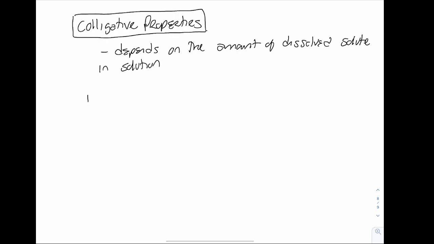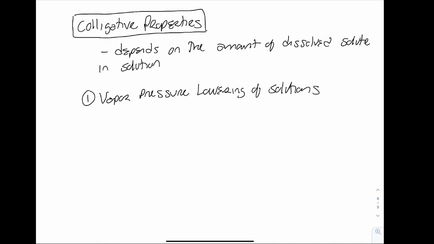And there's 4 of them. I'm just going to list them here. Our first one is vapor pressure lowering. So a solution, and we'll assume aqueous solutions here, it doesn't have to be, if I was to compare its vapor pressure to the vapor pressure of water, the pure solvent, the vapor pressure of the solution is going to be lower than that of the pure solvent. So a sodium chloride solution is going to have a lower vapor pressure than water.